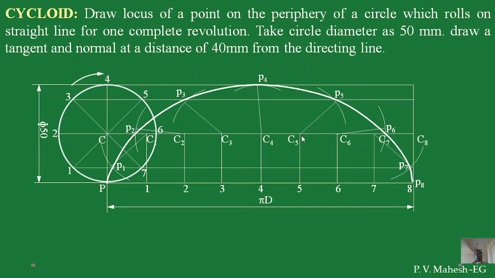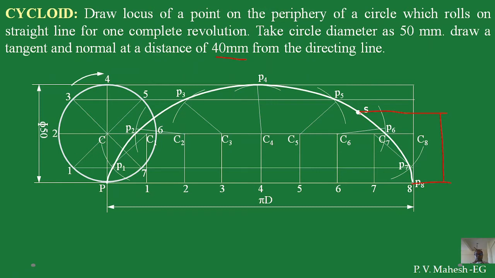Now what I have to do is draw a tangent and normal at a distance of 40 mm from the directing line. So I am taking a point at a distance of, what is this distance? This distance is 40 mm, that is what is given in the question. Now this point I am taking as S, and from S what I have to do?